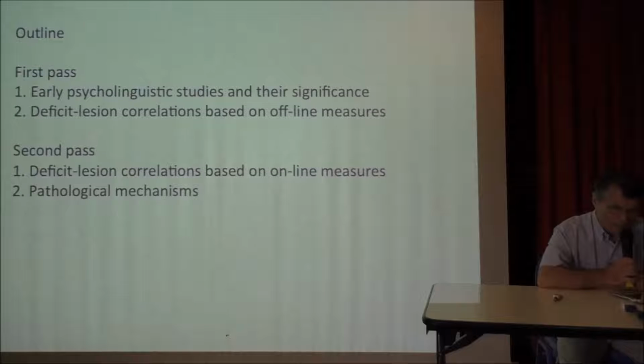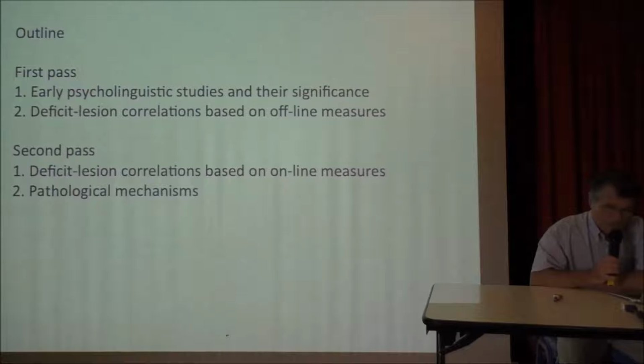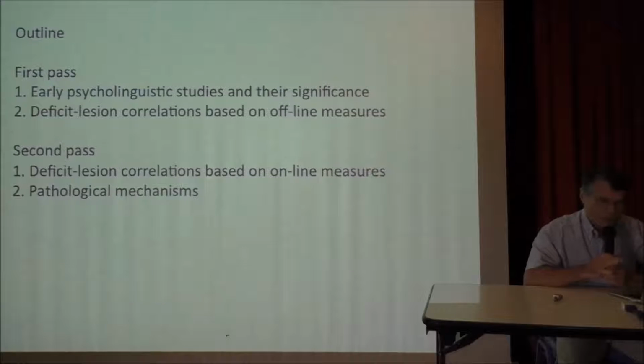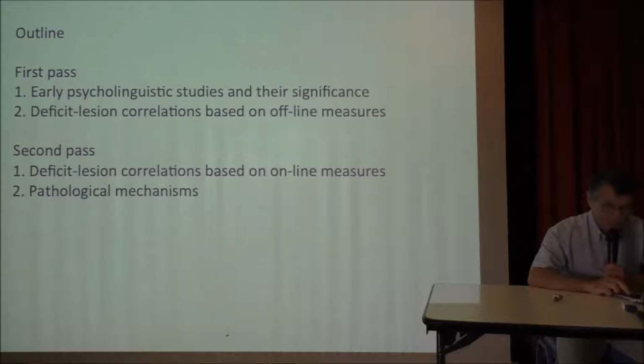And then a second pass where I look at deficit lesion correlations where the measure of a syntactic comprehension problem is some online measure. And then a lot of the talk is going to turn away from pathology altogether and look at two, or depending on how the time goes, three different hypotheses about what abnormalities might be leading to poor performance on tests that require syntactic comprehension.